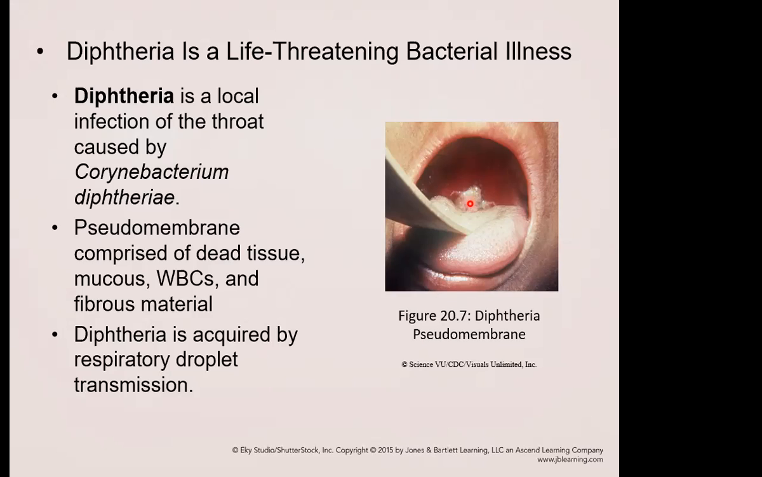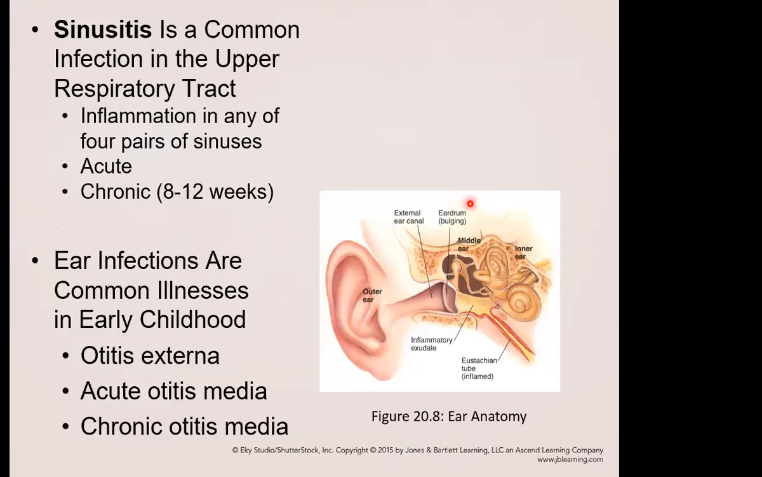So diphtheria, as with most of these pathogens today, is spread by respiratory droplet transmission. I'd be really interested to see if most of these respiratory diseases have declined through the pandemic since people are taking these countermeasures, washing their hands and using face masks. It'd be interesting to see if other diseases are less common.